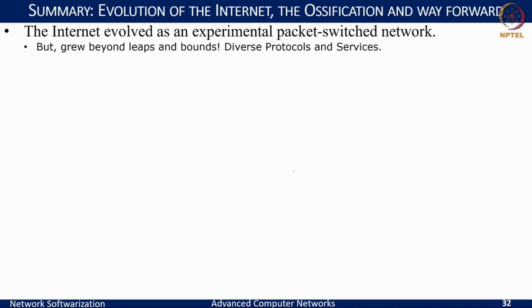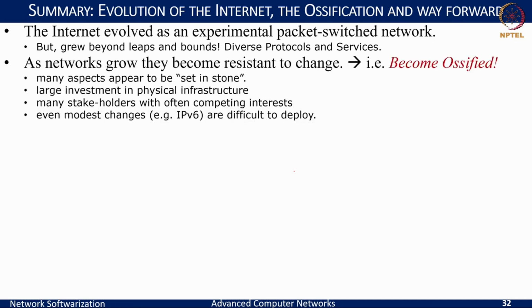So to summarize, the internet evolved as an experimental packet-switched network, but grew by leaps and bounds with diverse protocols and services, and a variety of middle boxes started to take shape. As the networks grew, they also became resistant to changes in the protocols you would want to adapt or change, or any aspects of the networking stack, and thus the networks became ossified. In a sense, many aspects now appear to be set in stone, and typically you would hinge around the same set of network protocols, and it became very difficult to make any changes.